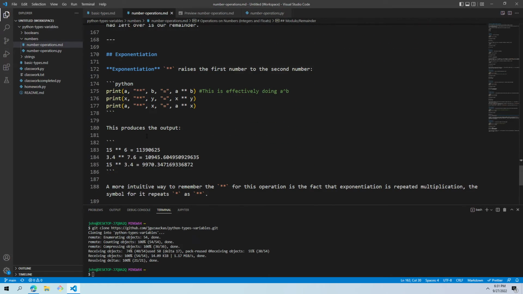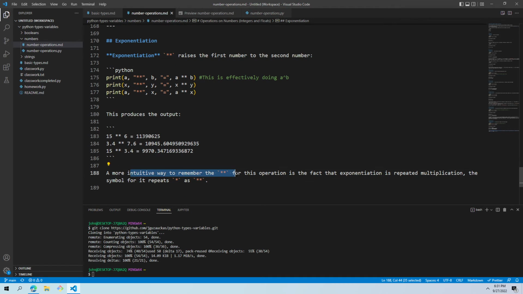The last operation is exponentiation, which is raising to a power. And the cool thing about the symbol is it's 2 stars, 2 asterisks. I like to think of it as intuitive because exponentiation is repeated multiplication. So we repeat the multiplication symbol. You use it twice with the star. And this will raise the first number to the second number. So for example, 15 star star 6 will be 15 to the 6th power, which is obviously a very large number, in this case about 11 million. And similarly, this is 3.4 to the 7.6 power, and so on.